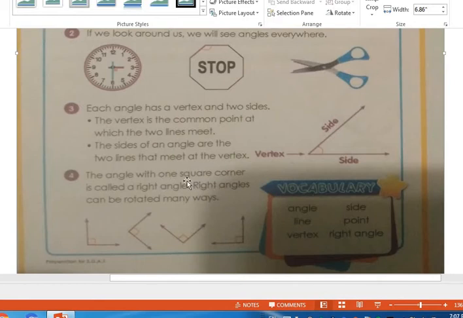An angle with one square corner is called a right angle. This square corner in the shape of a square is called a right angle. Right angles can be rotated many ways. What does it mean to rotate? To move in a circle. So if it's rotated like this, the angle remains the same, 90 degrees, in the shape of a square.